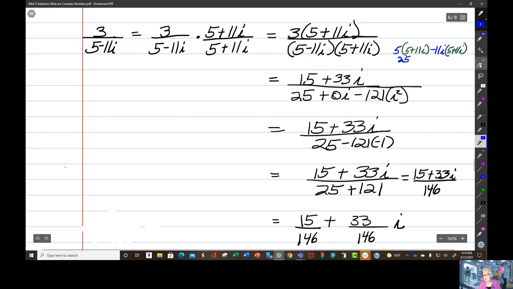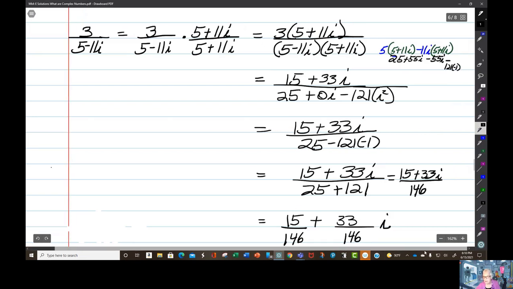25 plus 55i minus 55i minus 11i times 11i is 121 times negative 1. 55i minus 55i is 0. And so we're left with 25 minus 121i squared, which is negative 1. So on the bottom, we're going to have 25 plus 121, which is 146.